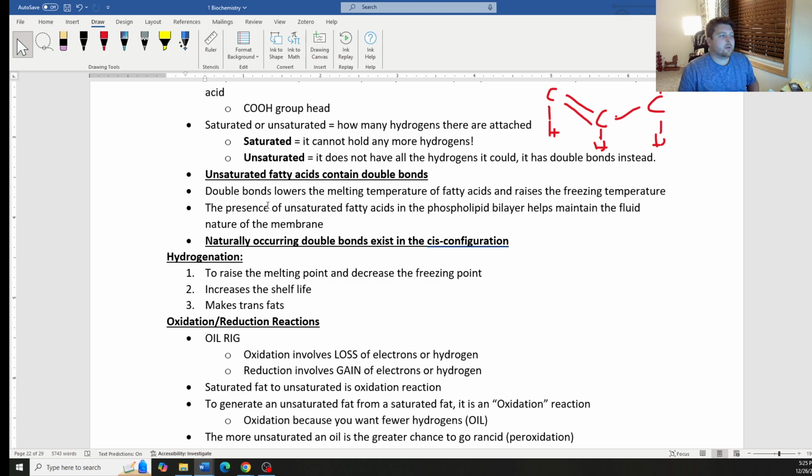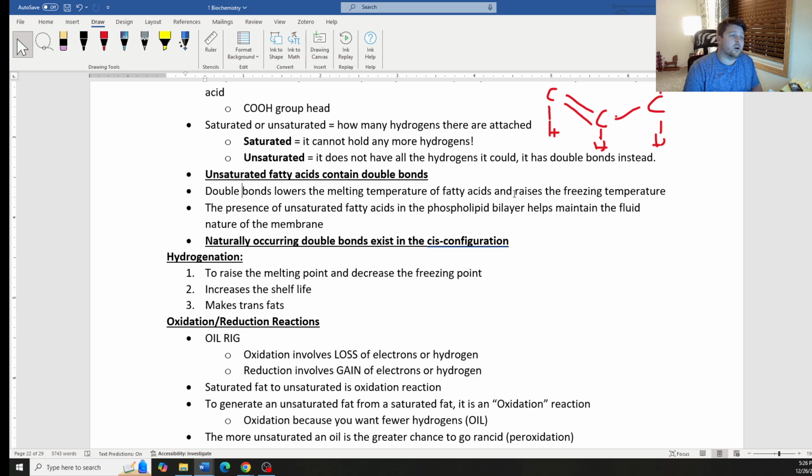The trick with double bonds, and the way to tell if a substance has more double bonds or not when it comes to fats, is thinking about their state at room temperature as well as their freezing point. So think about olive oil versus butter. Butter has more saturated fats, and it is solid at room temperature.